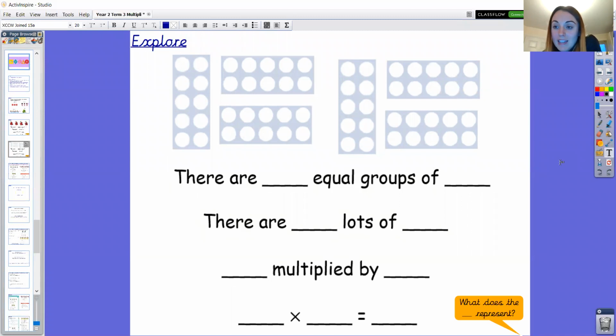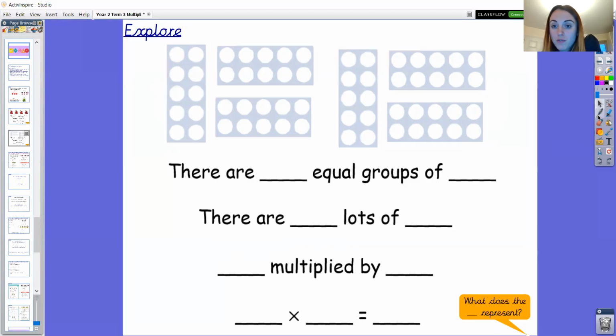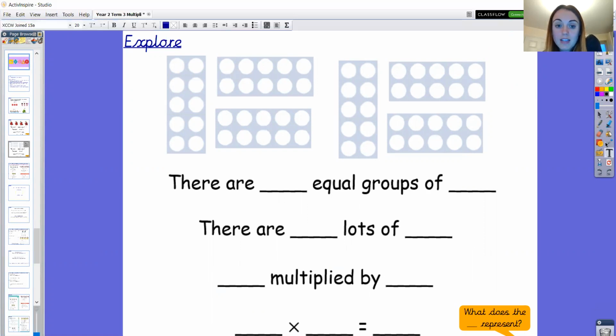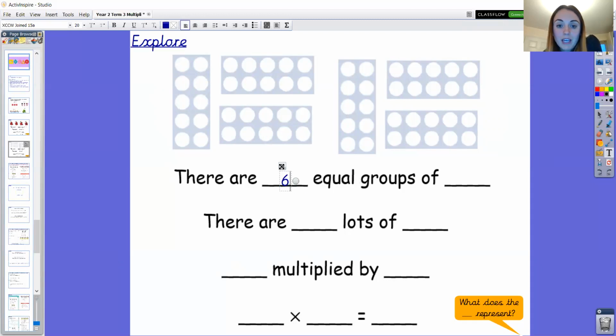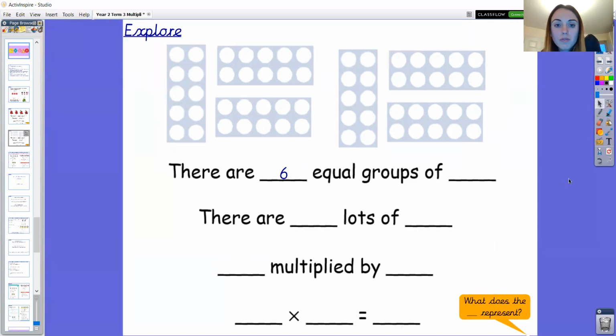Well done, Year 2. Now let's have a look together. So there are equal groups of. Okay, first of all, I'm going to count how many equal groups there are. 1, 2, 3, 4, 5, 6. So I can see that there are 6 equal groups. What is the amount inside each equal group? So I'm looking to see what each pneumacon piece represents. Can you help me here too? Well done. So each pneumacon piece represents 10 because there are 10 dots inside each equal group.